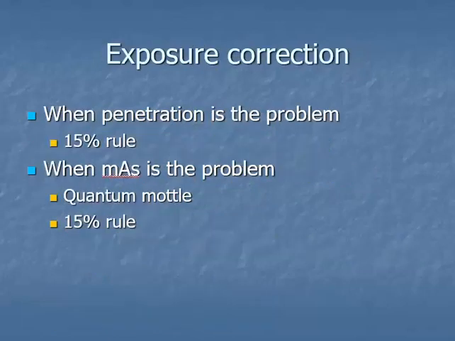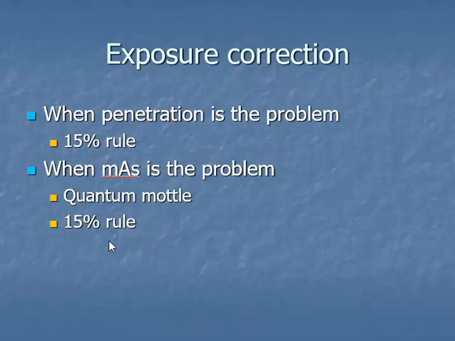So how do you correct your exposure? If penetration is the problem and you can identify that, then you're going to utilize the 15% rule. Your exposure index number was okay and everything else was adequate, but it seemed like you had a lack of penetration. Then you would increase your kVp and decrease your mAs. When mAs is the problem, you're just going to use a change in mAs. If everything else is good, you use good kVp, collimation is good, positioning is good, but maybe you have quantum mottle present, then you're going to use a change in mAs.